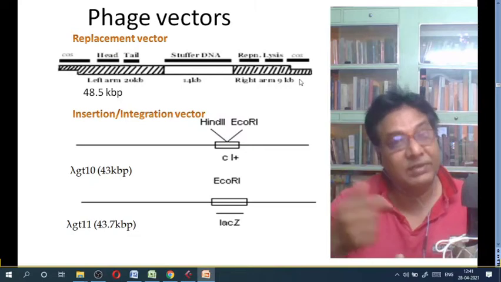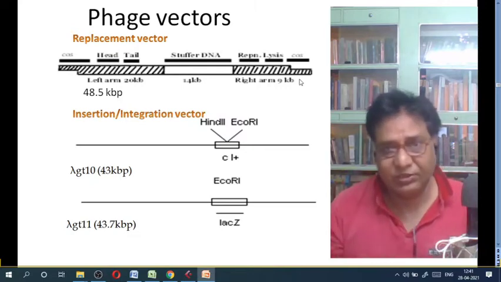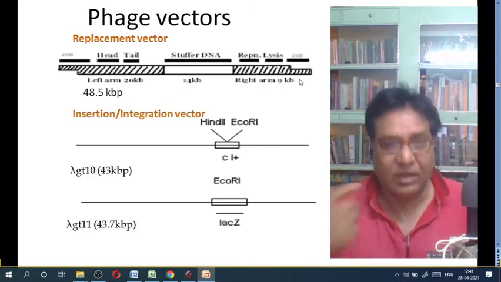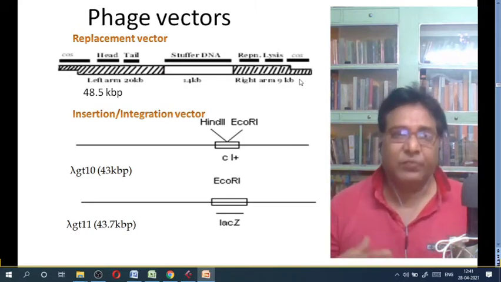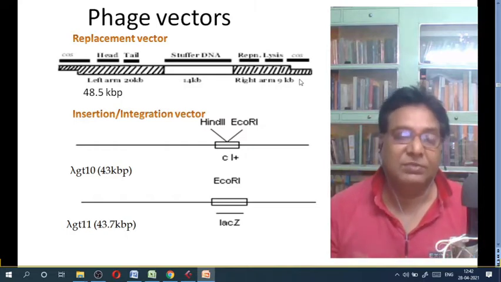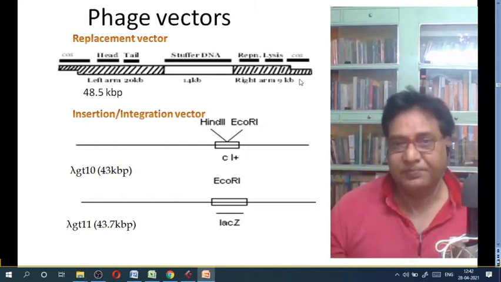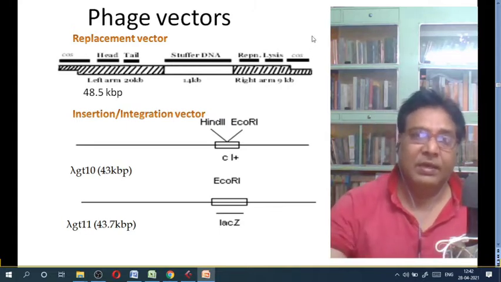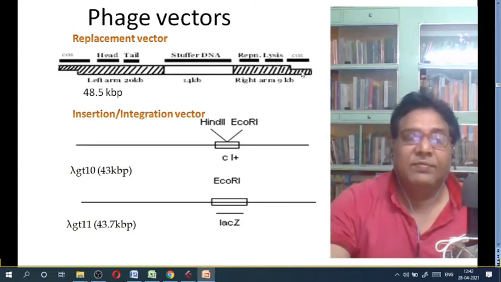Then when the next genome is there, at that juncture there is a full cos site. So again, this will also get packaged in another capsid. In this way, all the capsids will get packaged with genome length DNA. So this cos site is very crucial for these lambda phage vectors.